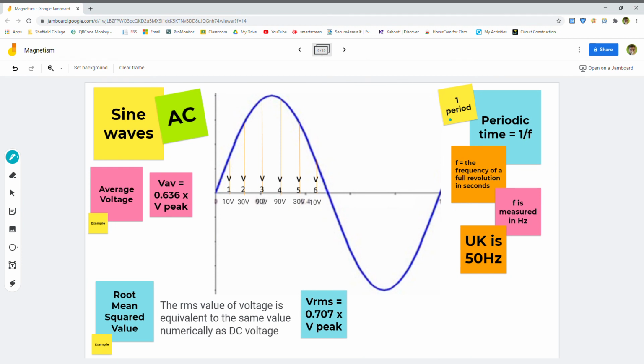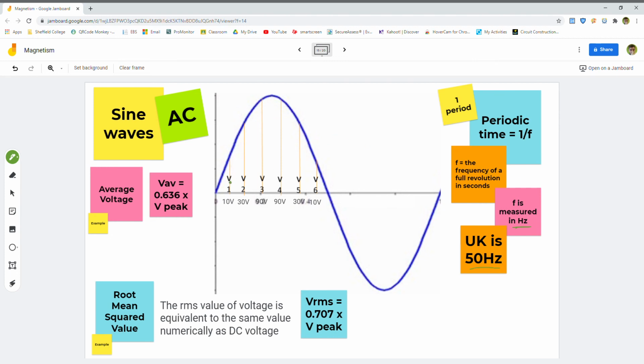So a few more terms we need to be aware of when we're talking about sine waves is what is one period, or periodic time. Periodic time is equal to 1 over f. F is equal to the frequency of the full revolution in seconds. Frequency is measured in hertz, and the frequency in the UK is 50 hertz.